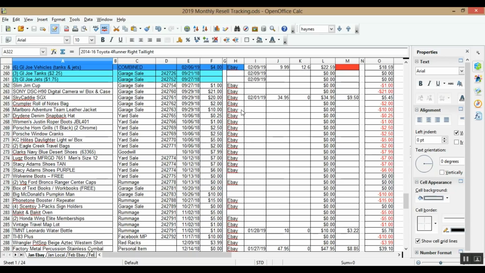Once I list it, I write eBay here. Like this item here is not listed yet. Okay, these two are not listed yet, but this is. Once they sell, then I fill in the info.